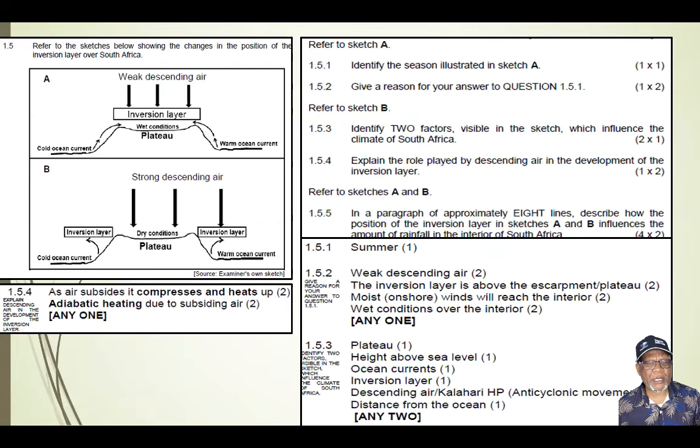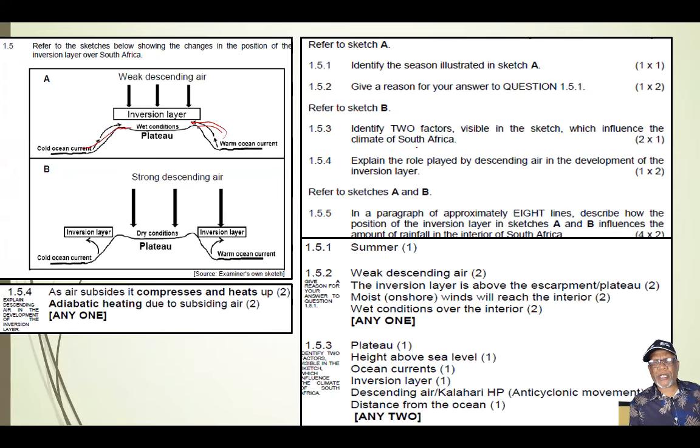Now, here are typical examination questions that you could be asked regarding the influence of these high pressure cells. Identify the season illustrated in sketch A. So, sketch A, what do you see? You see the inversion layer being above the escarpment. So, this will be summer. Give reason for your answer. We have already given reason. It is the inversion layer above the escarpment. You can see that. Weak descending air, moist onshore winds will reach the interior. So you can see warm, moist air reaching the interior, and then wet conditions over the interior. So those are the reasons why we say this is summer.